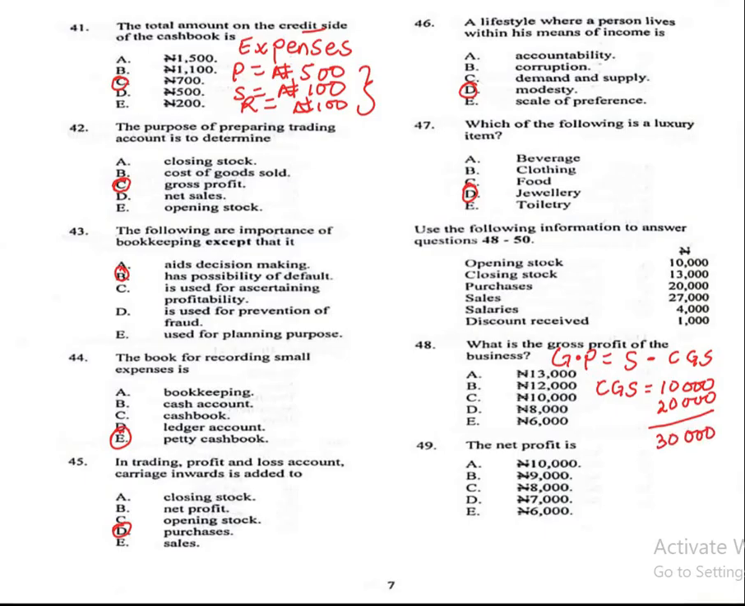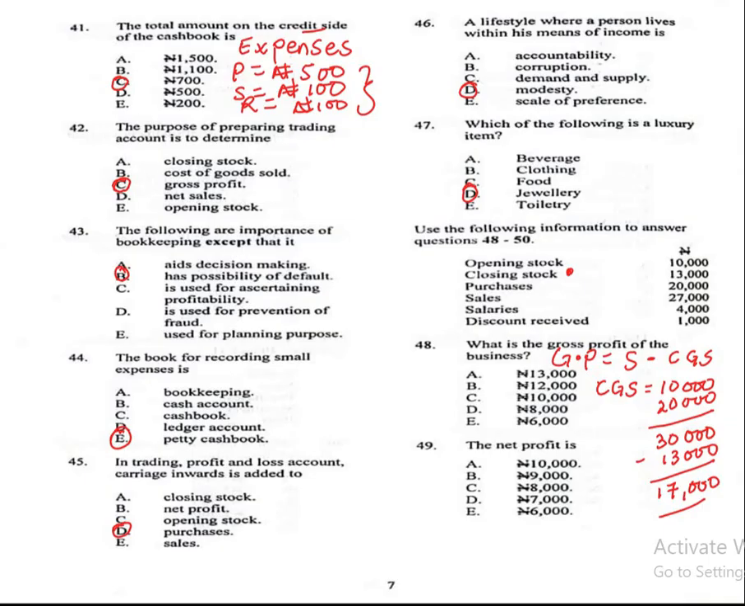Okay, so to get the cost of goods sold, we are going to subtract closing stock from this. The opening stock plus the purchases made is 30,000, and we subtract the closing stock. If you do 30,000 minus 13,000, the cost of goods sold will give us 17,000. Now keep this aside.